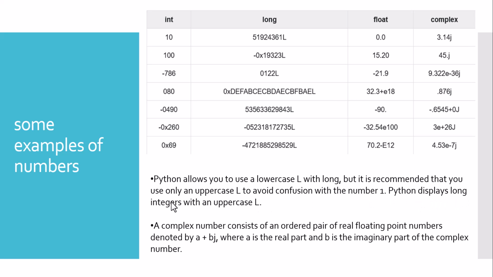Python displays the integer with the lowercase l. Basically, I already told you that it's better to use the capital L than the small l. A complex number consists of an ordered pair of real floating point numbers denoted by a + bj, where a is the real part and b is the imaginary part of the complex number. In this form, a is always a real number and b is the imaginary part.